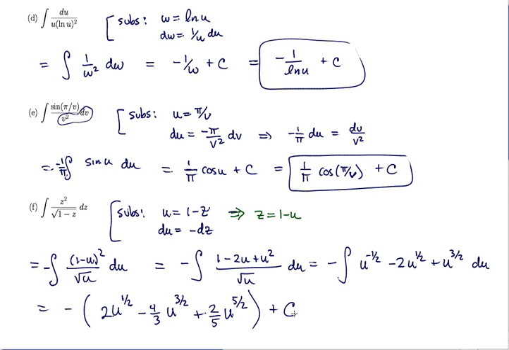And so there we've computed the antiderivatives. Now we just need to rewrite everything back in terms of our original variable. And this would then be 2 times (1 minus z) to the 1/2, minus 4/3 times (1 minus z) to the 3/2, plus 2/5 times (1 minus z) to the 5/2, and then plus our arbitrary constant of integration. And so there's our antiderivative.